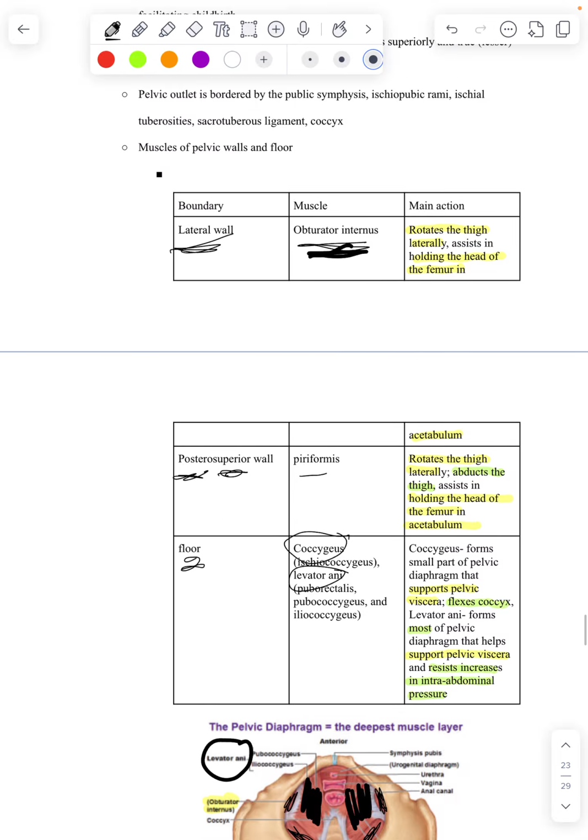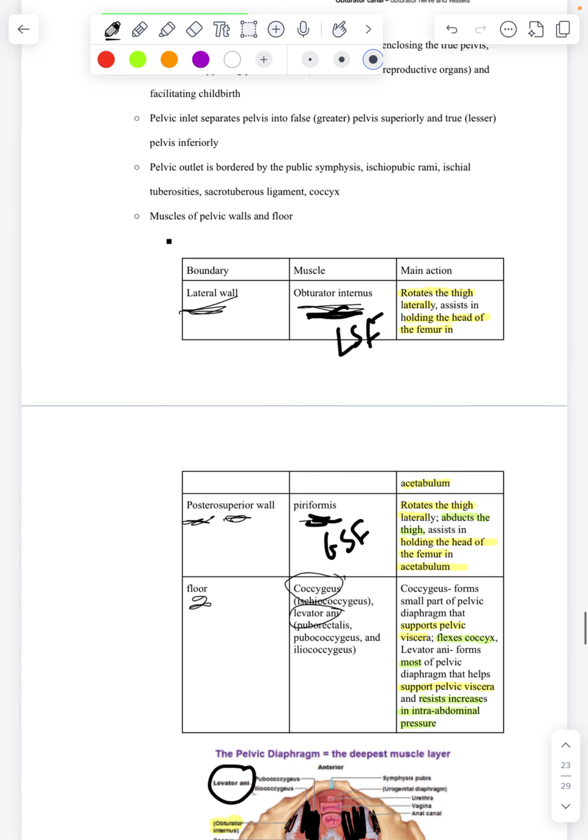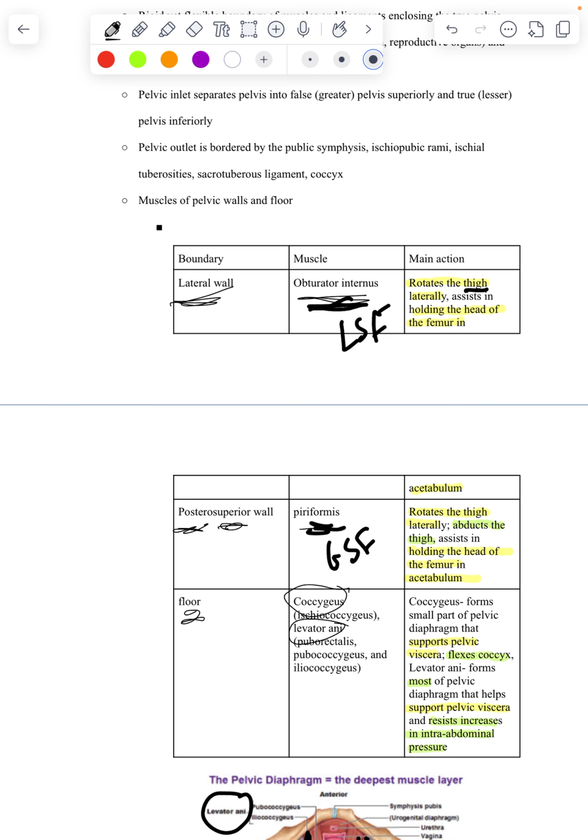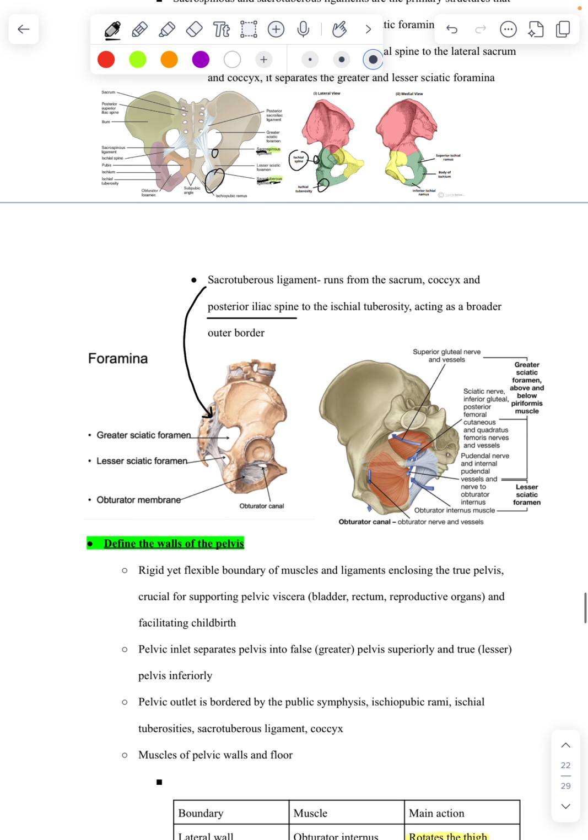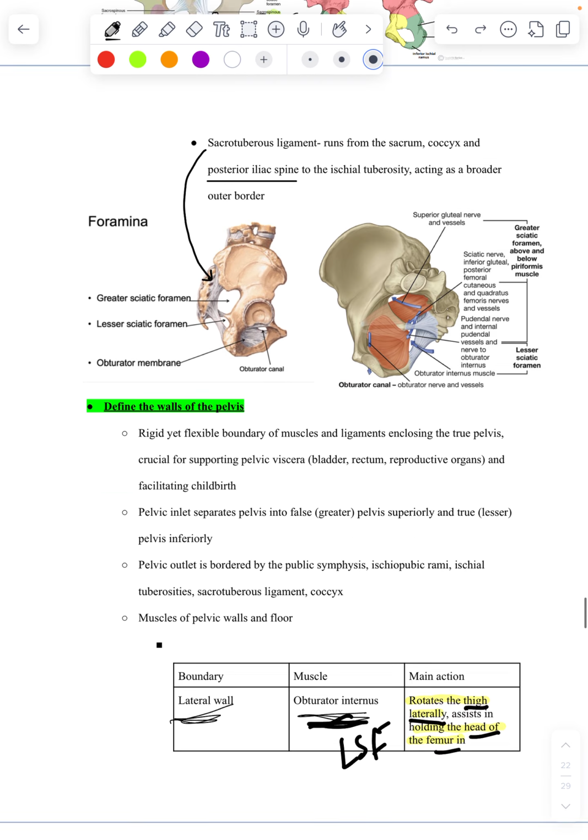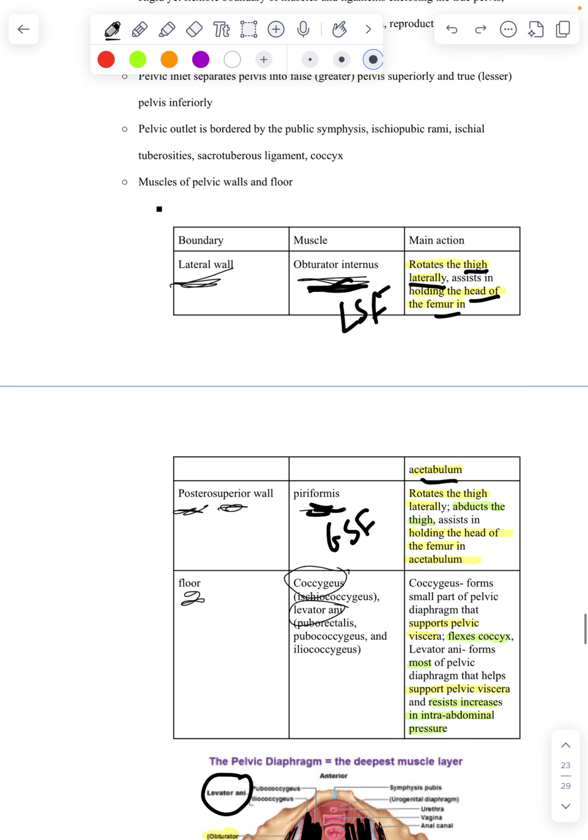Between the obturator internus and piriformis, we just talked about how piriformis goes through the greater sciatic foramen. Obturator internus goes through the lesser sciatic foramen. They both do the same thing. They both rotate the thigh laterally, and they hold the head of the femur in the acetabulum. Acetabulum is just this big thing right here in the middle. So your femur will attach to there and then go down into your leg. The only difference is the piriformis also abducts the thigh, so I put that in green.